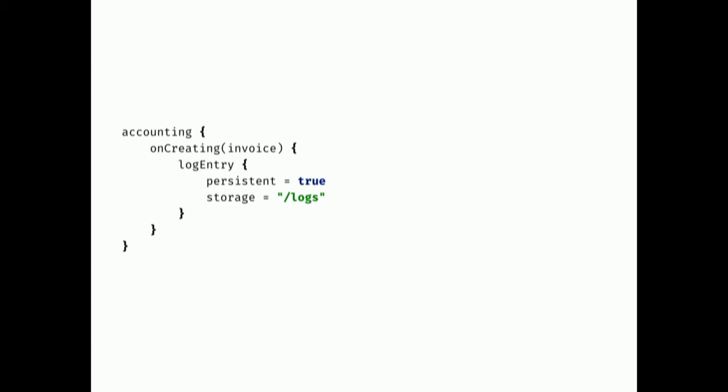What that means is that I can now access properties and functions of that actual type that I'm extending. And this allows me to write code like this. This is completely statically typed, compilable, valid code, right? Accounting is a function. On creating invoice is a function. Log entry is another function. These are properties. Each of these are actual property function classes of Kotlin.